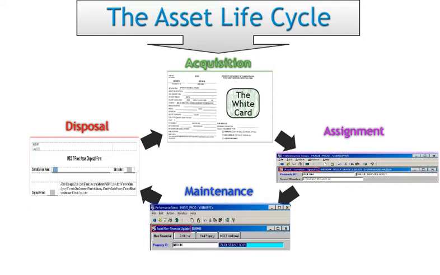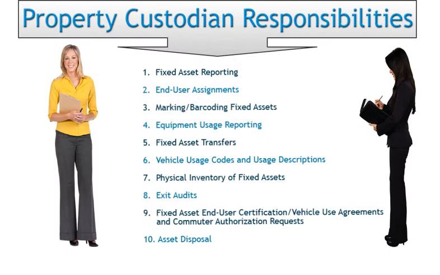phase. Property custodians are responsible for fixed asset reporting, end-user assignments, marking and barcoding fixed assets, equipment usage reporting, fixed asset transfers, vehicle usage codes and usage descriptions, physical inventory of fixed assets, exit audits, fixed asset end-user certification and vehicle use agreements, as well as commuter authorization requests, and asset disposal.